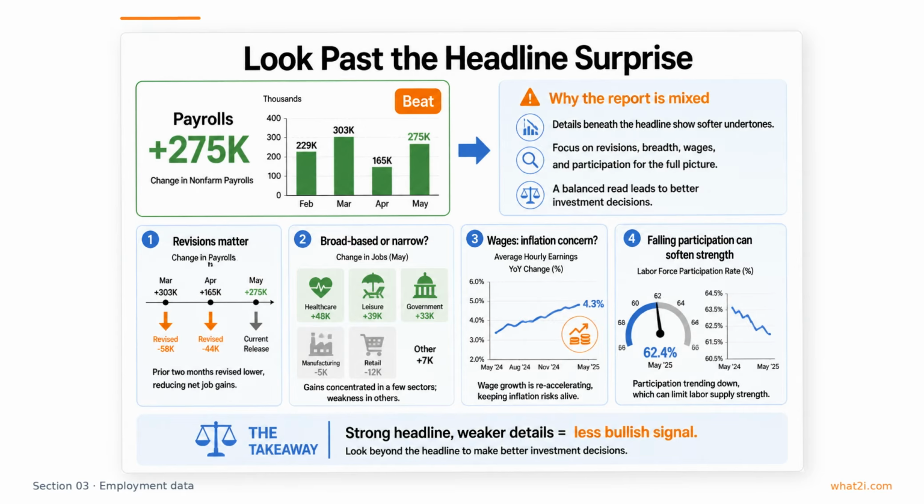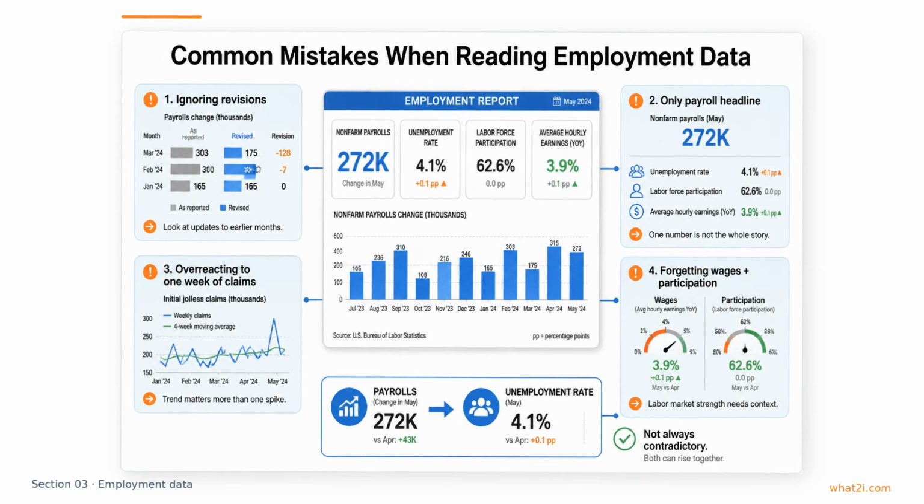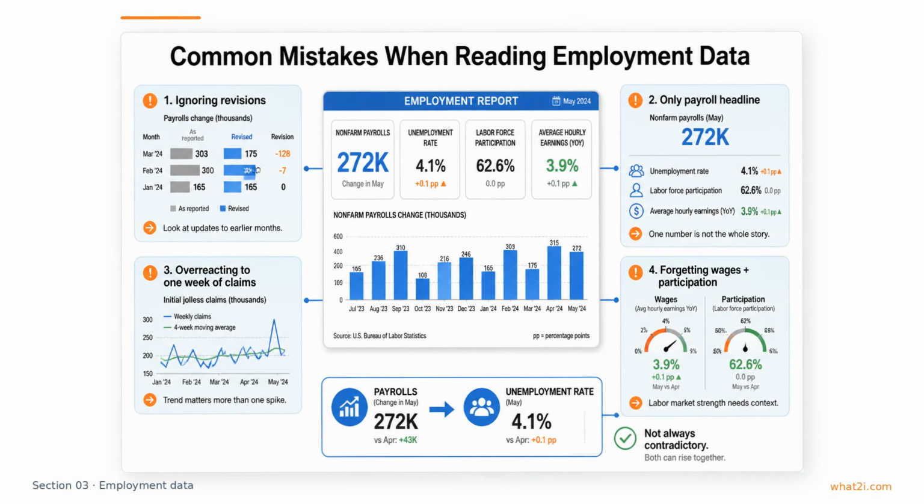A common mistake is reacting to the payroll headline while ignoring revisions to earlier months. Another is treating one weekly jobless claims number as a major trend signal when claims can be volatile from week to week. It is also easy to forget that wages and participation are part of the labor story, not side details. Sometimes payrolls rise while the unemployment rate also ticks up, and beginners assume that is contradictory when it may simply reflect more people entering the labor force. Good interpretation comes from putting the whole report in context. The best habit is to ask what the trend says, not just what the biggest number says.